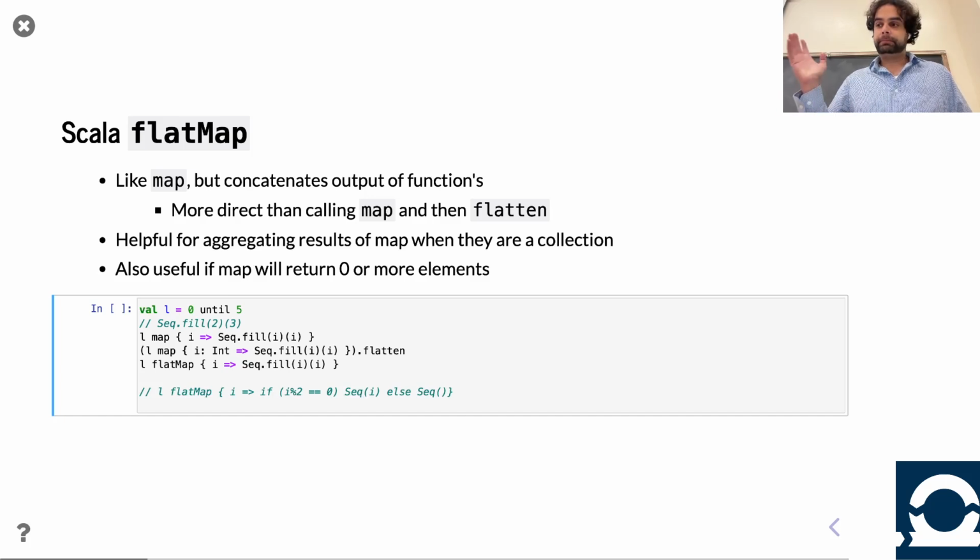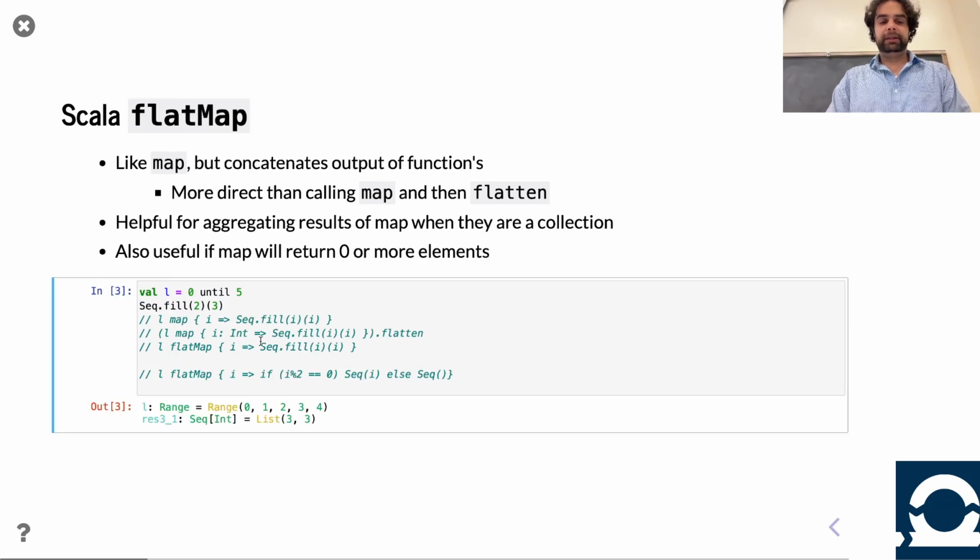Sometimes you're in a situation where the element is actually a collection itself. So you're going to have a collection of collections, and you're going to want to do something with them. Let's see how this plays out. I'm going to comment some code out first. So let's say, for example, we have a range, and you may remember from before, seq.fill. We say, hey, I want two threes. That's the syntax for it.